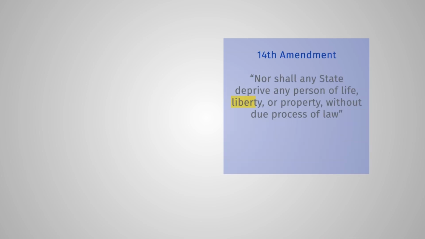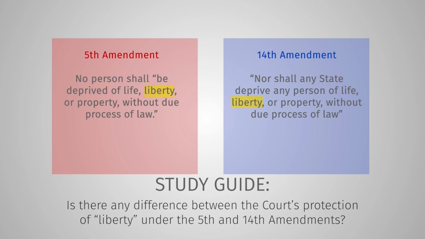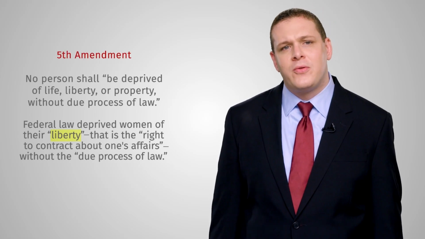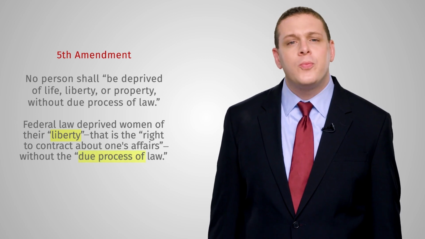So far, we've only considered challenges to state laws under the 14th Amendment's Due Process Clause. However, Adkins involved the 5th Amendment's Due Process Clause, which limits Congress's powers. Study guide. Is there any difference between the court's protection of liberty under the 5th and 14th Amendments? The court found that the federal law deprived women of their liberty, that is, the right to contract about one's affairs, without the due process of law.